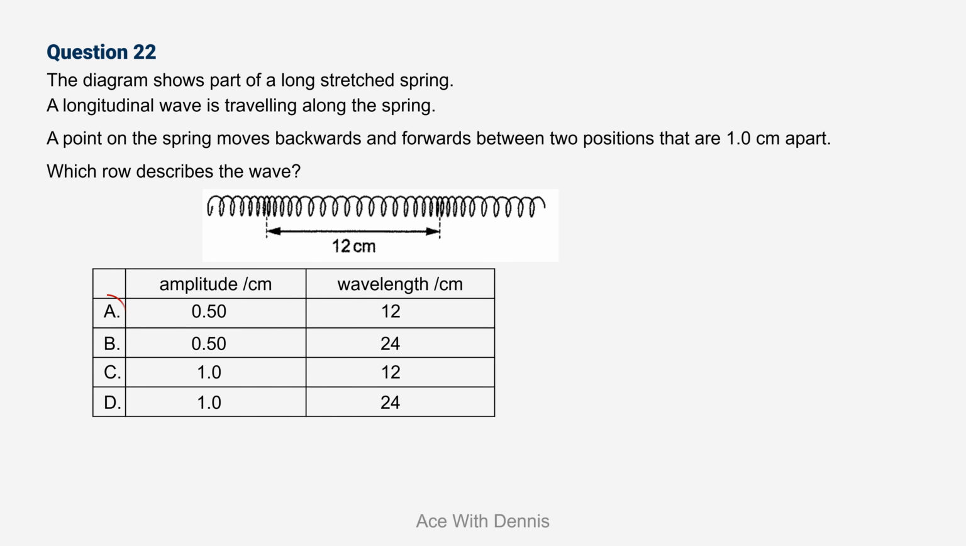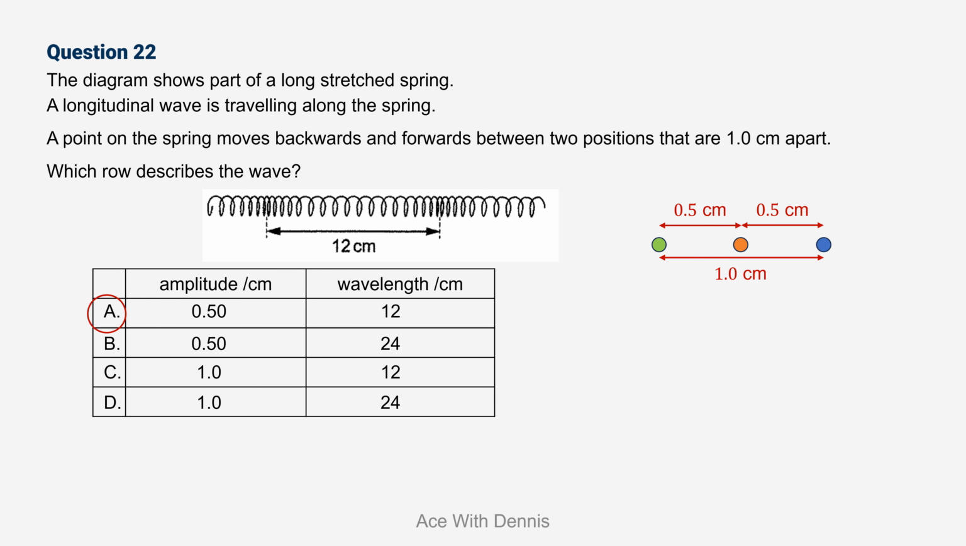The answer is A, 0.50 cm for the amplitude and 12 cm for the wavelength. Alright, so how do we get the amplitude, which is 0.50 cm? The question says that a point on the spring moves backwards and then moves forwards. The distance between these two positions is 1.0 cm. Hence, this is 0.5 cm and this distance is 0.5 cm. So this distance is the amplitude. Therefore, the answer is 0.50 cm for the amplitude.